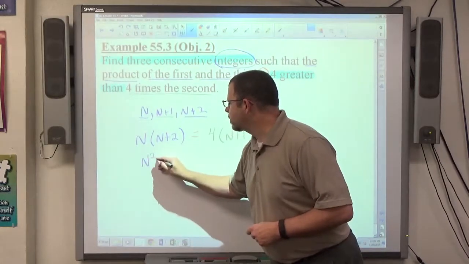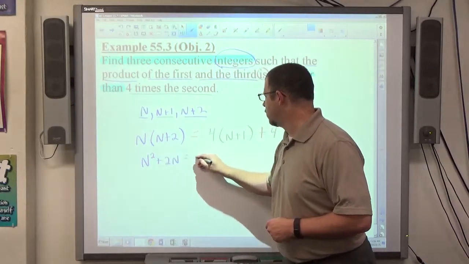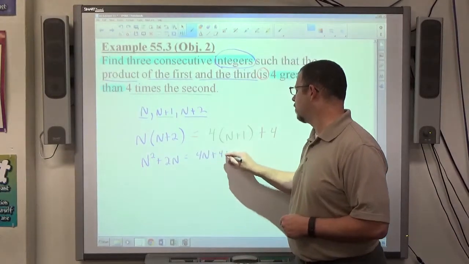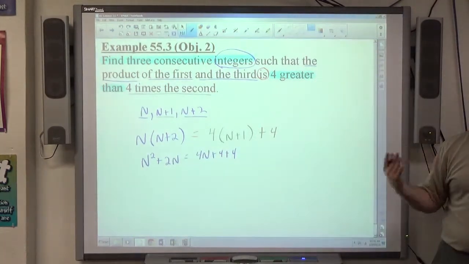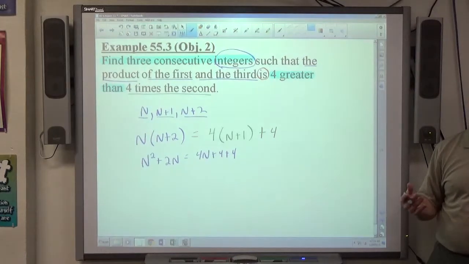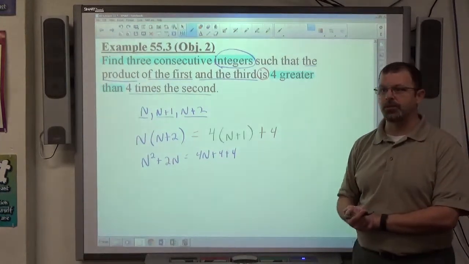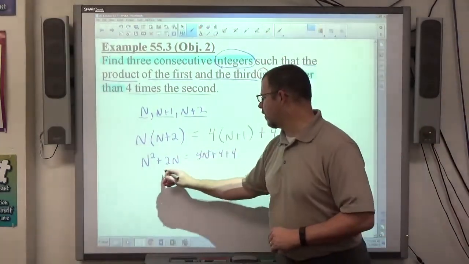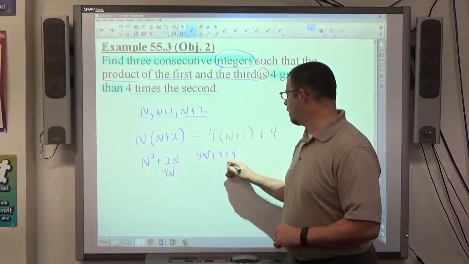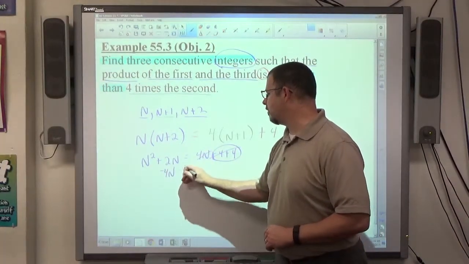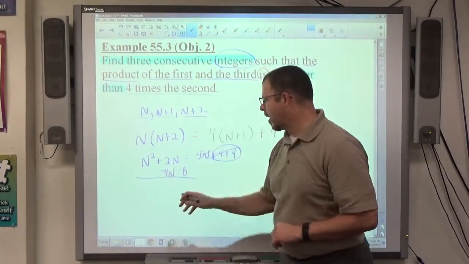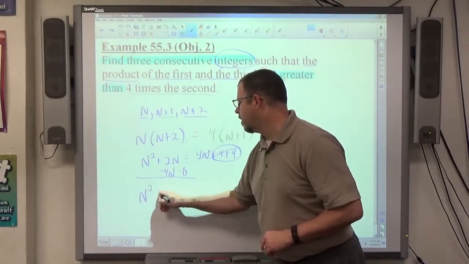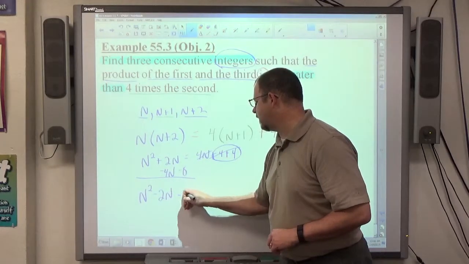n squared plus 2n equals 4n plus 4 plus 4. Since I have n to the second power, what I've learned about solving quadratic equations is to get everything to one side equal to 0 first, right? So I'm going to move the 4n over to the left, and 4 and 4 make a total of 8. I'll move that over to the left. Both things I'm moving are positives, so they become negatives. If I combine all my terms, I get n squared minus 2n minus 8 equals 0.